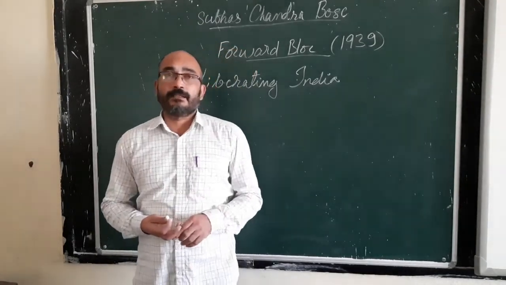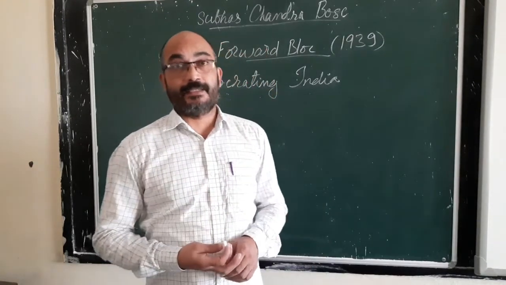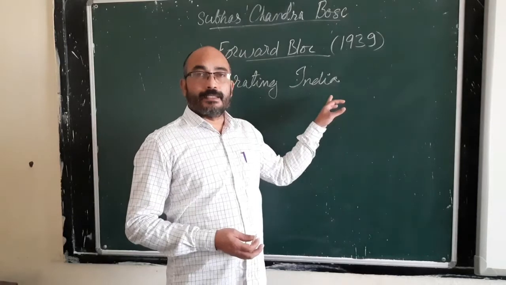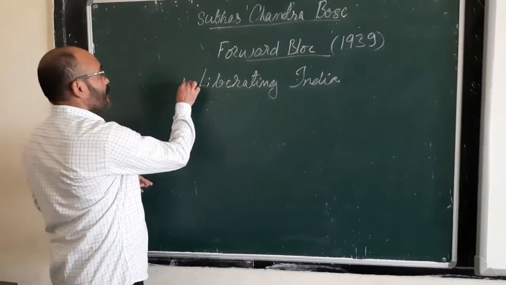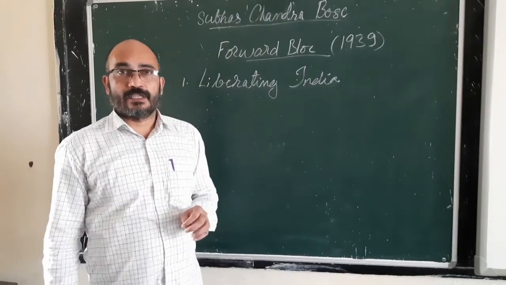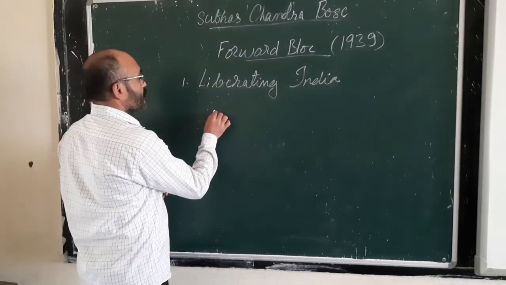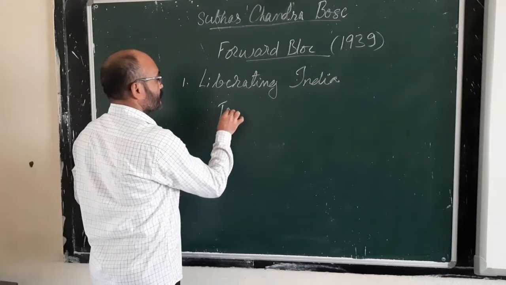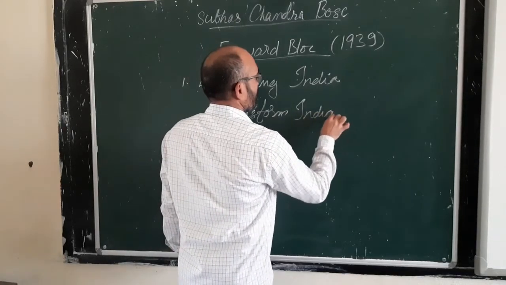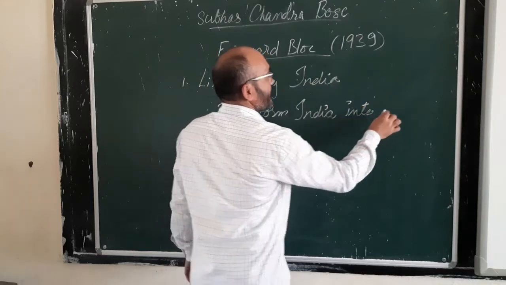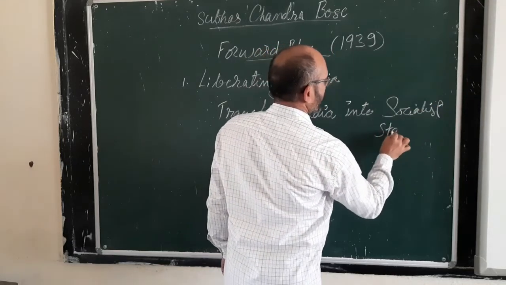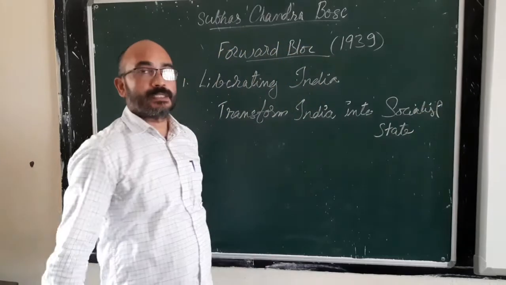After making India a free nation, he wanted to convert India into a socialist state. So he made the future plans of India after liberating it. What were the future plans? After liberating India, he wanted to transform India into a socialist state or a socialist nation. To make India a socialist nation.